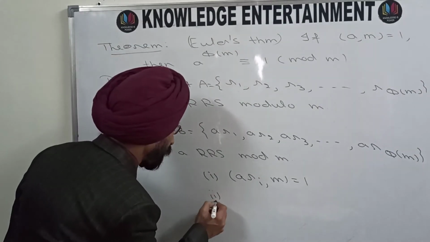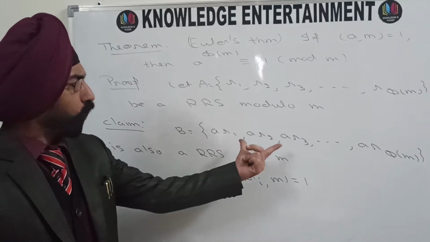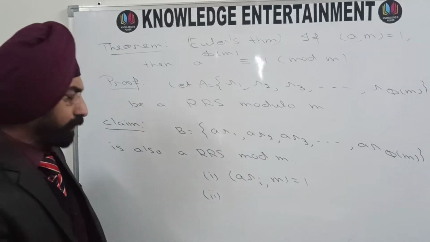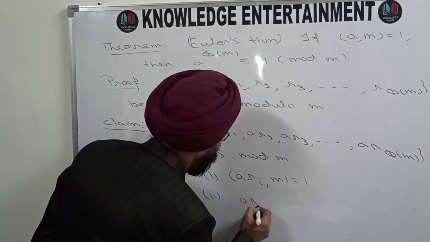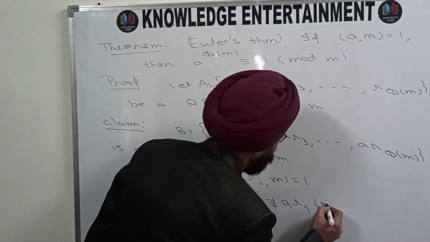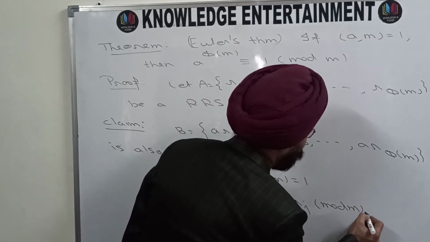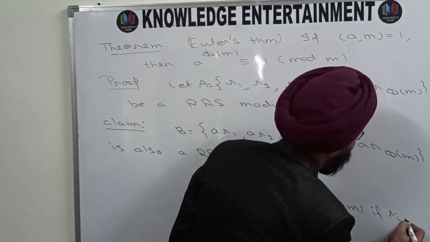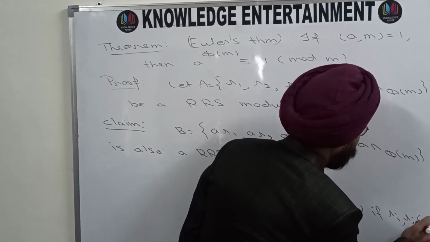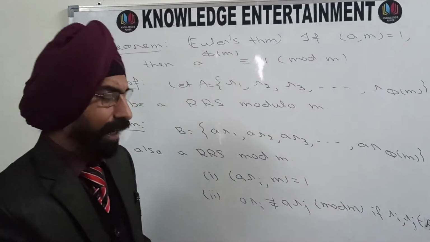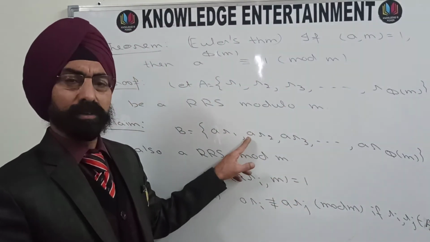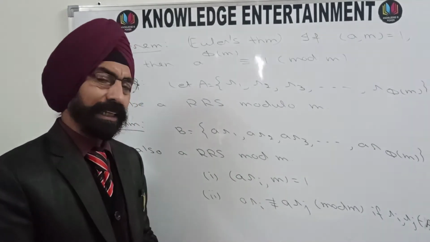Secondly, we will show that no two members of this set are congruent to each other modulo m. That means we will show that a ri cannot be congruent to a rj modulo m if ri and rj are members of the set A, that means a ri and a rj are members of B. This is the second thing we will prove.